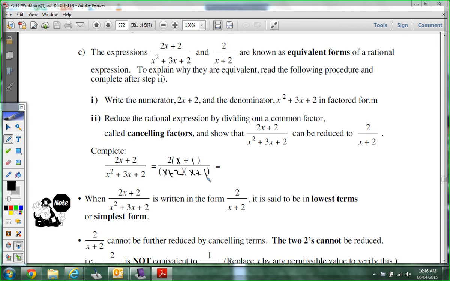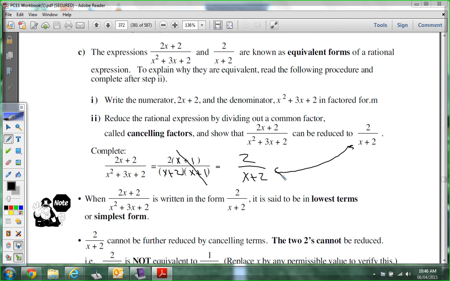Now, when you're multiplying, not adding and subtracting, this right here is a product. This right here is a product. I have two products. Whenever you have products, you can cancel. And that's what happens. That cancels and gives us 2 over x plus 2, which was the equivalent form they gave us. That's why they end up being the same. Does that make sense? So they were equivalent forms because the x plus 1's canceled off.